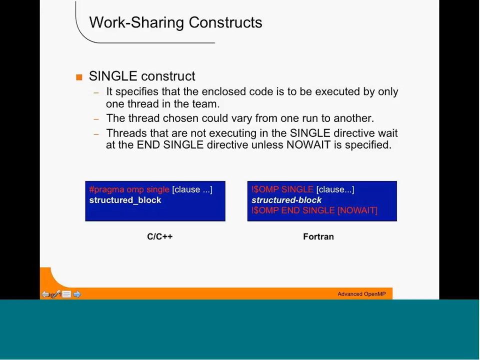And here is the single construct. Only one thread is going to do the work. All other threads are going to remain idle. And the thread chosen could vary from one run to another. That means for the first run, thread 0 is going to do the work. In the second run, thread 5 is going to do the work.